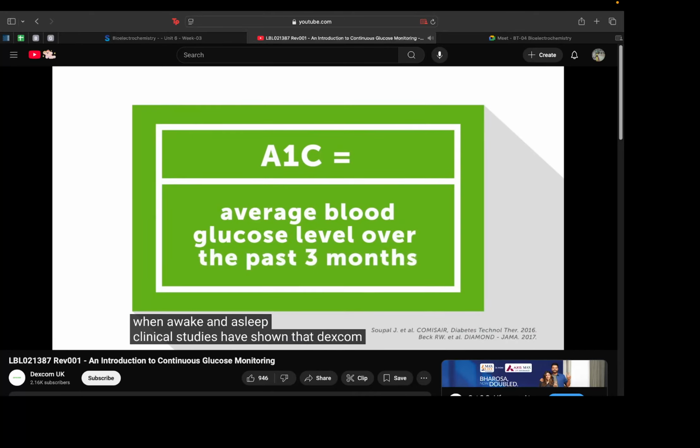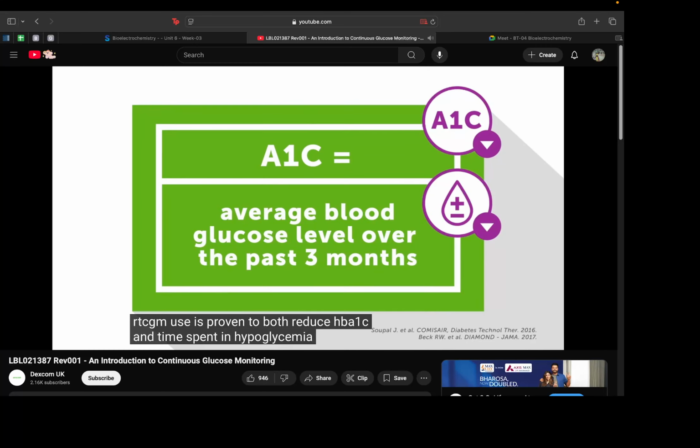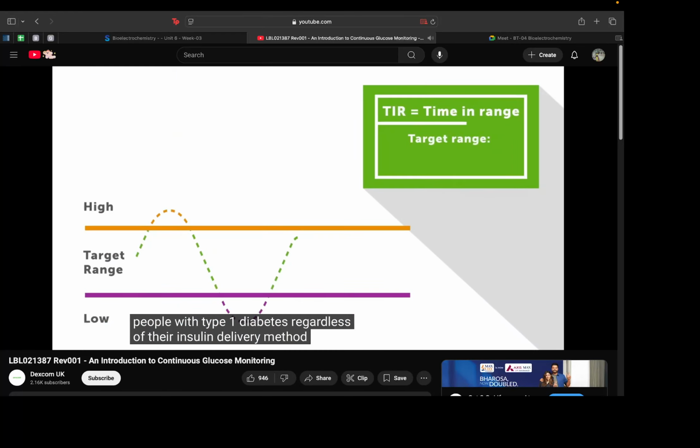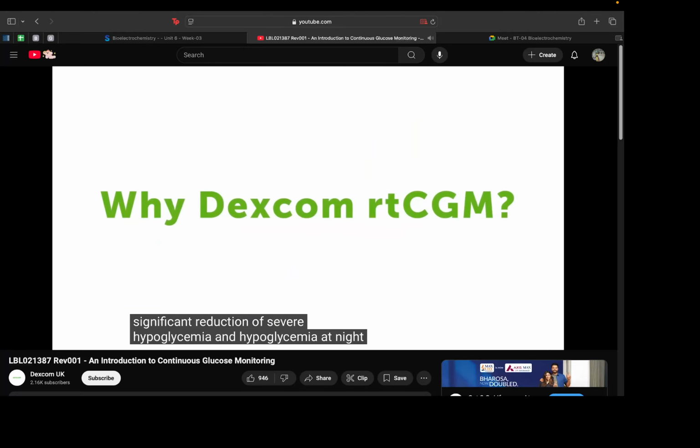Clinical studies have shown that Dexcom RT-CGM use is proven to both reduce HbA1c and time spent in hypoglycemia among people with type 1 diabetes, regardless of their insulin delivery method. Dexcom RT-CGM use is also associated with an increase of time spent in range and a significant reduction of severe hypoglycemia and hypoglycemia at night.